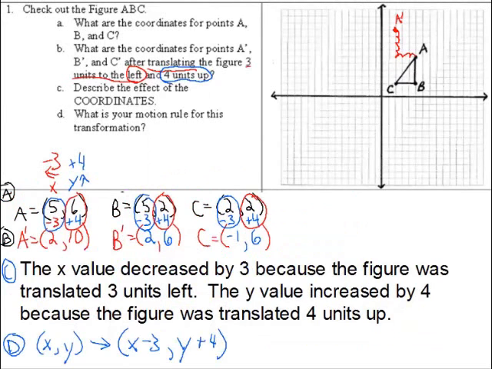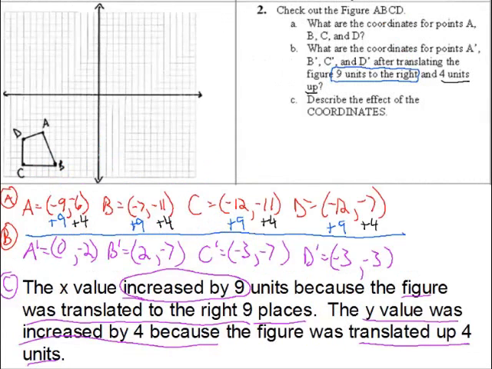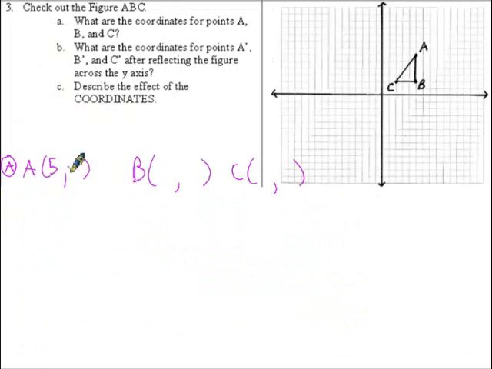A was 5, 6, and then 5, 2, and then 2, 2. Alright. 5, 6, 5, 2, and 2, 2. I just look back at number 1 because it's the same figure, but you could count it all out again if you want to. So there we go. I'm done with A. So now let's look at B. Where are the coordinates for points A prime, B prime, C prime after reflecting the figure across the y-axis?